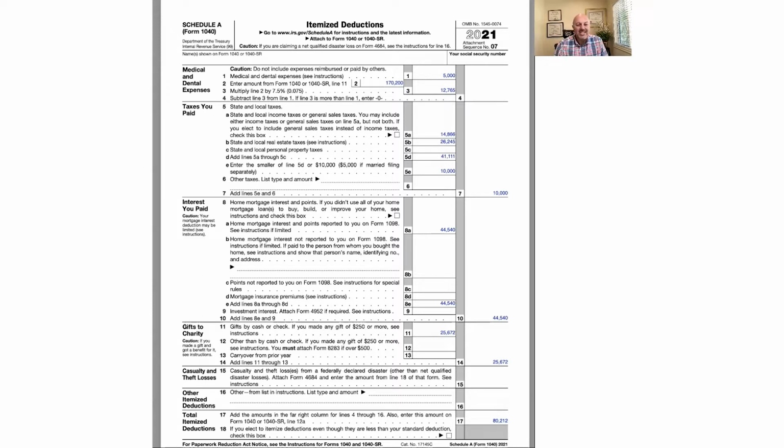Now, because of the Tax Cuts and Jobs Act, before the Tax Cuts and Jobs Act, you were able to deduct with no limitation your state and local income taxes. But as a result of the Tax Cuts and Jobs Act, that capped the state and local income tax to $10,000 a year on itemized deductions.